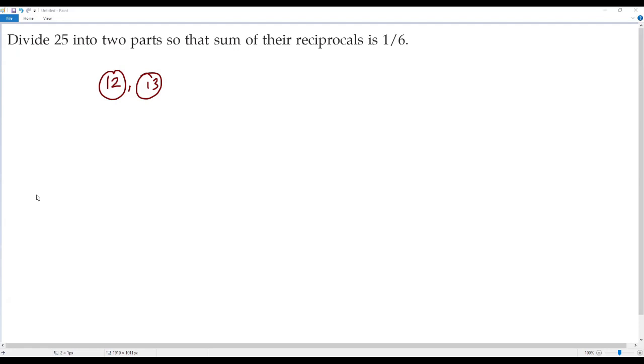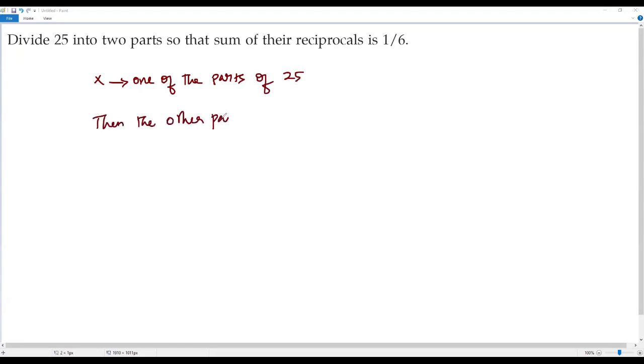Since I do not know exactly what is the first part, let me assume x as the first part or one of the parts. Let me write the stuff over here. One of the parts of 25. I assume x as one of the parts of 25. Then the other part is, let me write the stuff over here. What must be the other part?